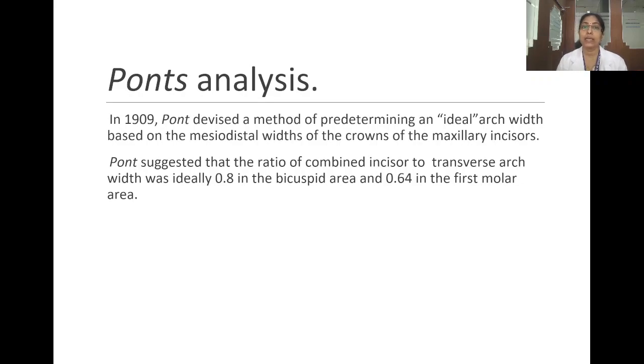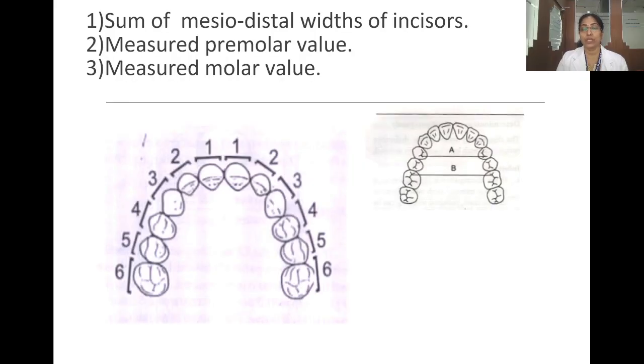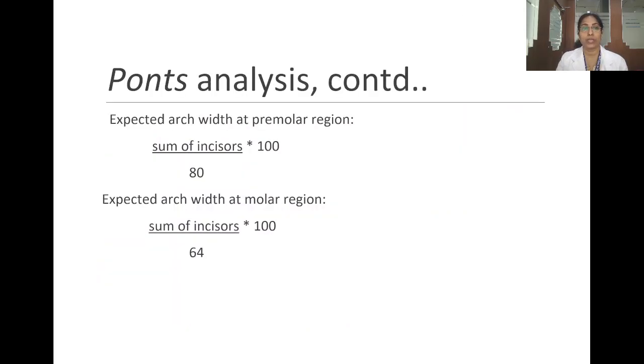So he suggested that the ratio of the combined incisor width to the transverse arch width was ideally 0.8 in the bicuspid area and 0.64 in the first molar area. Here, the sum of the mesodistal width of the incisors is taken, and the measured premolar value and the measured molar value are taken. So the expected arch width at the premolar region can be calculated using the formula sum of the incisors divided by 80 into 100.